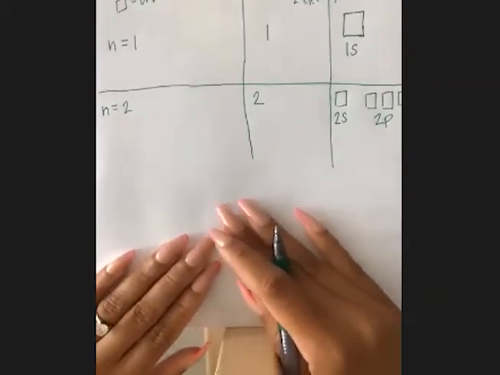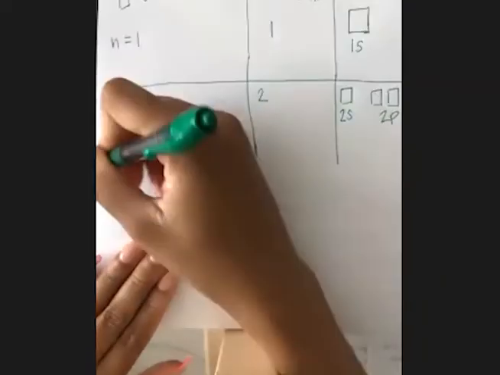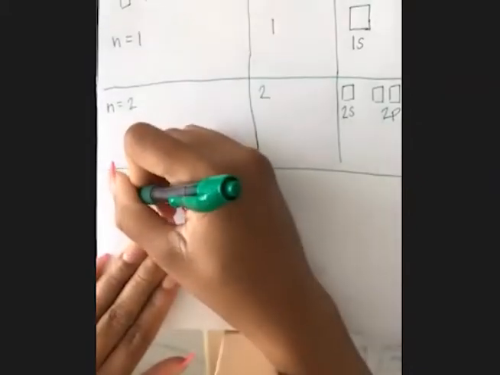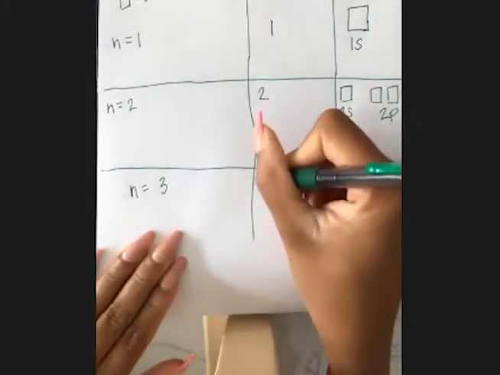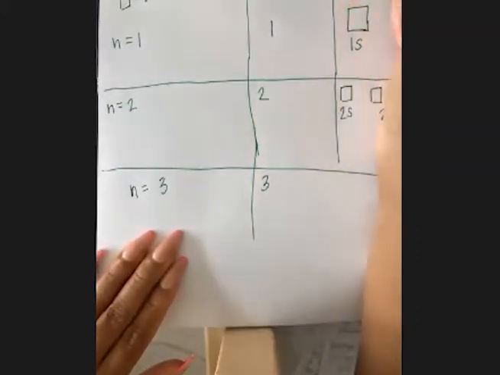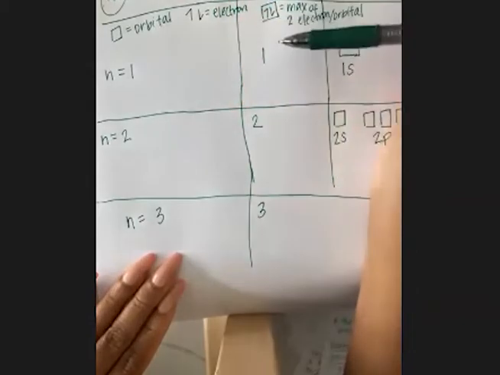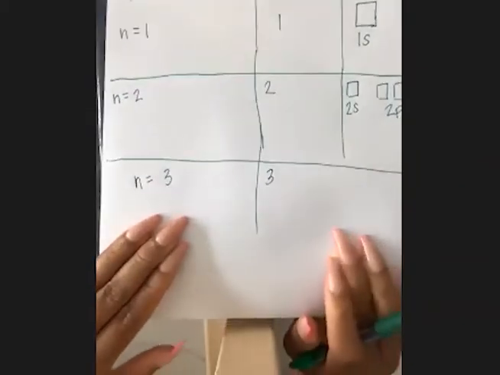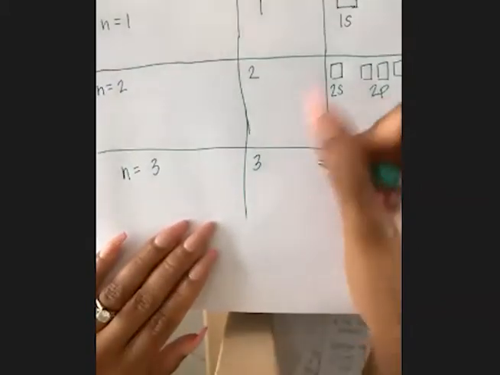All right, then I get to energy level 3. Energy level 3 says that I have 3 different subshells. So if you haven't noticed, the number of subshells depends on the energy level. Energy level 1 has 1, energy level 2 has 2, energy level 3 has 3. So if I was on energy level 8, I'd have 8 different subshells.